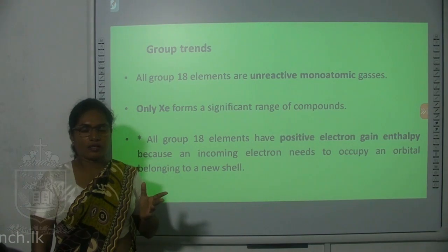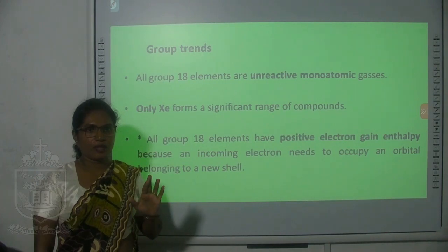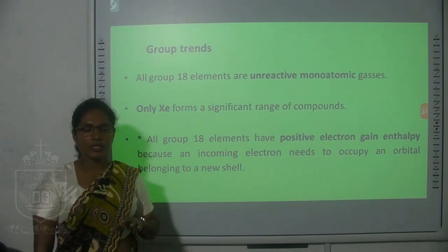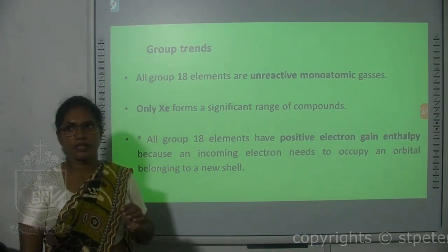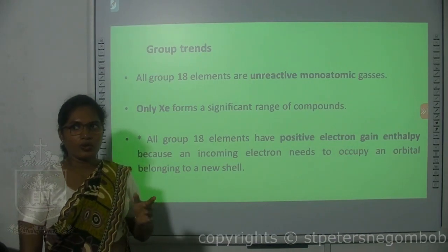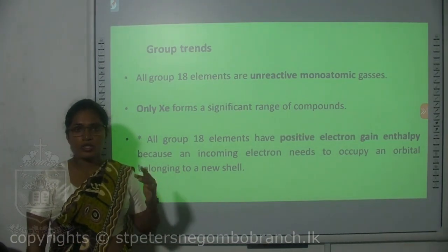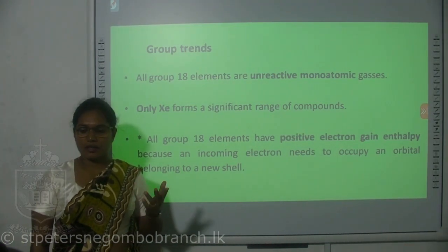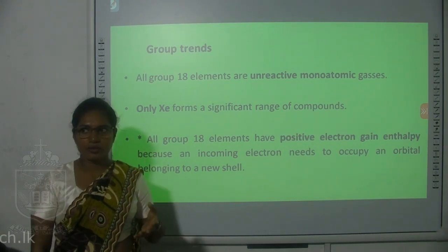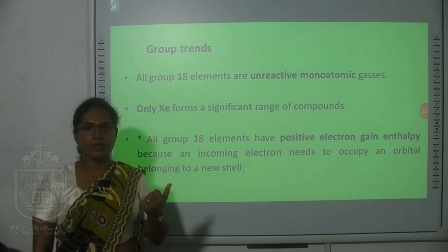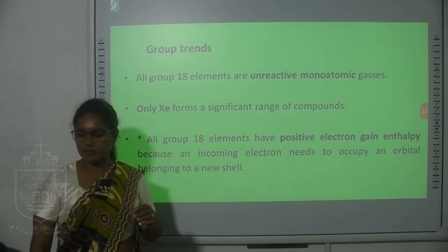Because as you know, all the group 18 elements show the ns2 np6 electron configuration. That means they have already completed their octet. So to gain a new electron, they have to form a new shell. To get an electron, they have to use a big energy, so they show positive electron gain enthalpy.